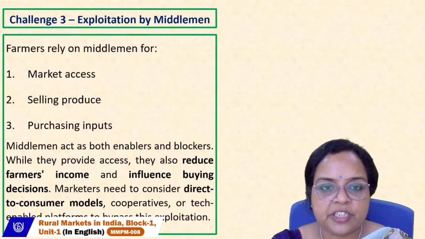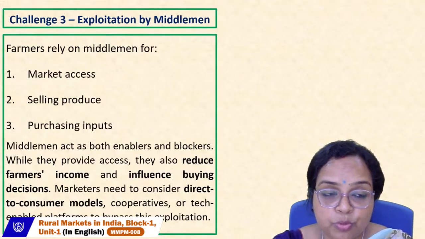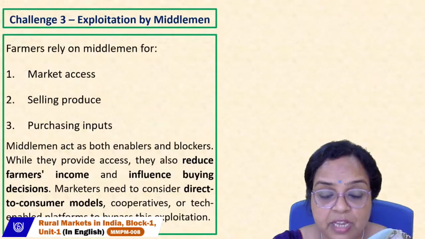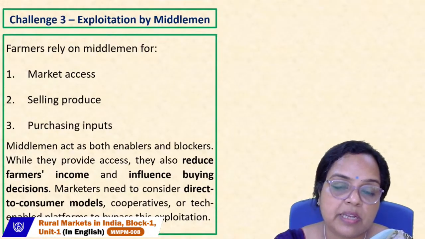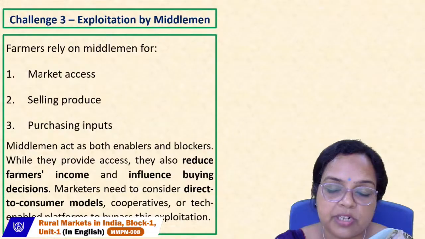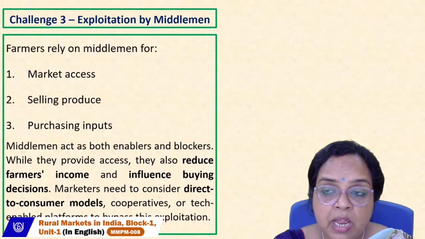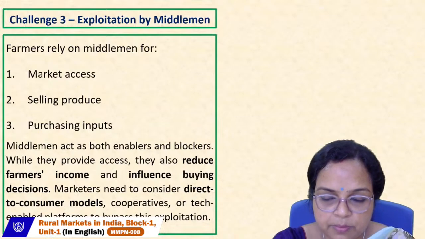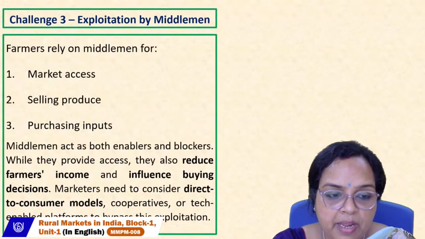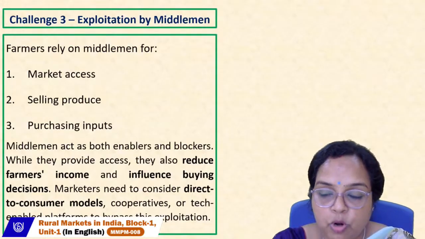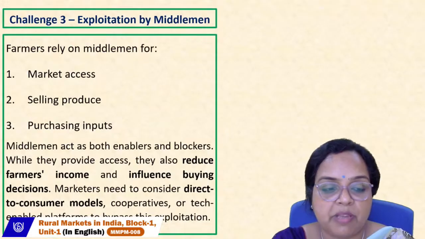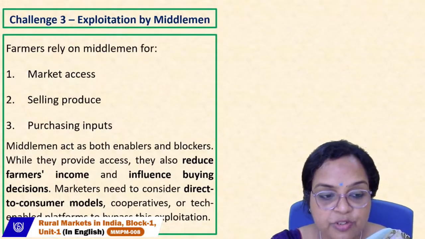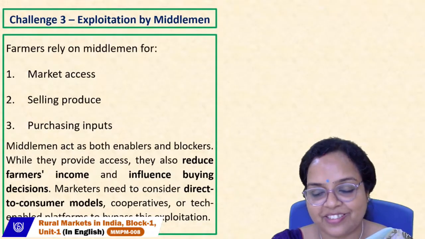Challenge number three is exploitation by middlemen. Farmers mostly rely on middlemen for market access, selling produce, and purchasing inputs, because they don't trust their own decision making capacity. So they usually depend on another person to take a decision for them, and that other influencer is known as the middleman. Middlemen act as both enablers and blockers. Sometimes they motivate the person to purchase, or sometimes for their own benefit, they block the purchasing behavior. While they provide access, they also reduce the farmer's income and influence the buying decision.